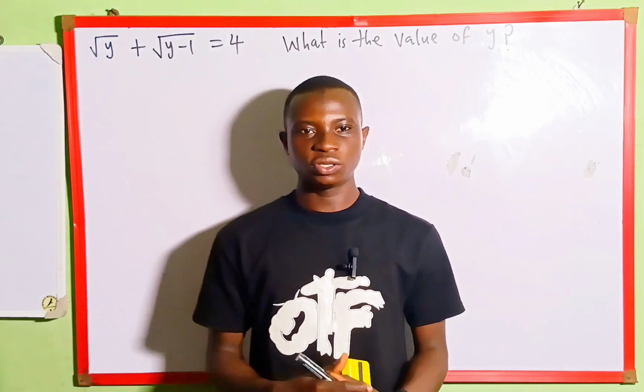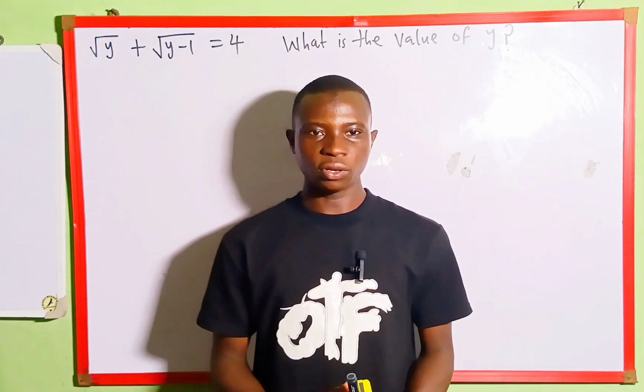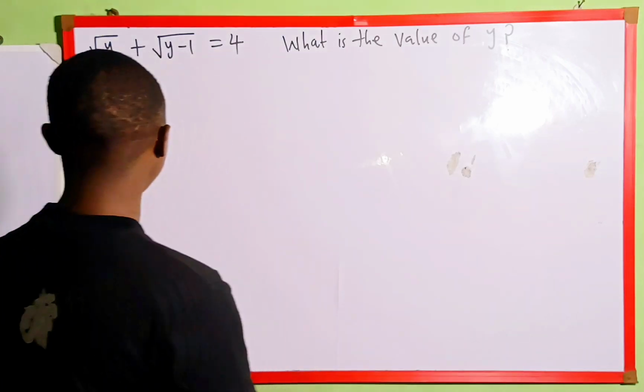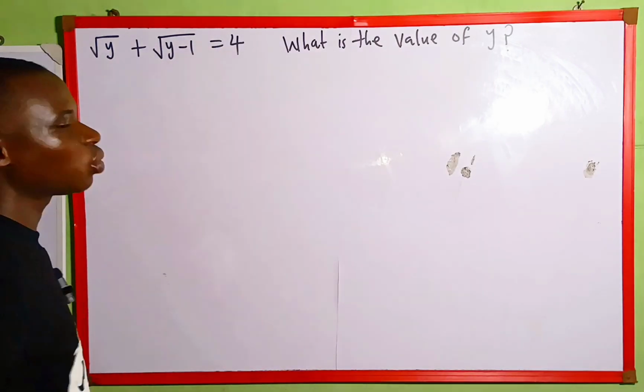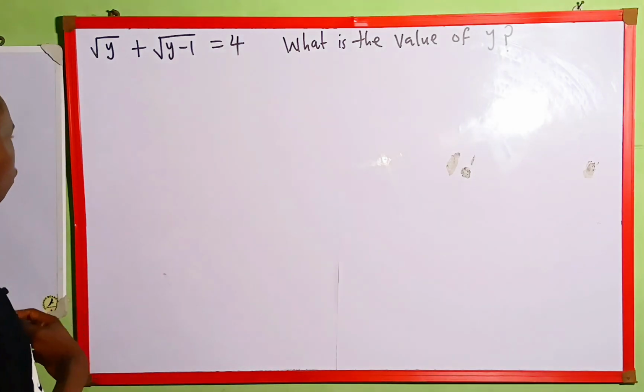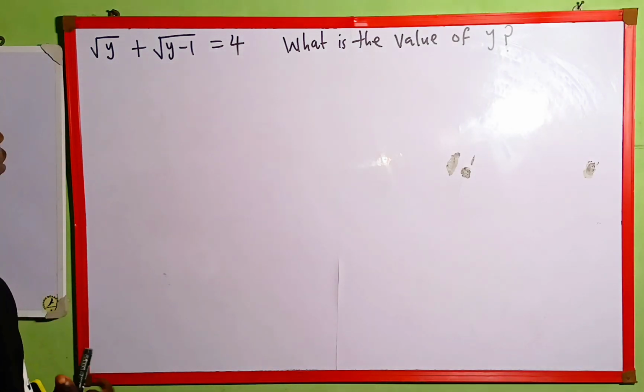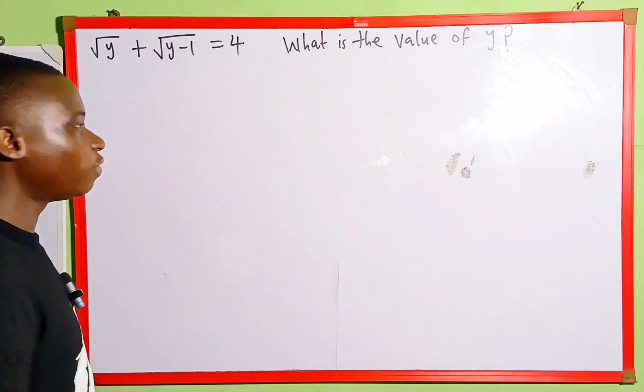We're going to learn how to solve for the value of y from this radical equation. And the given equation is what? Square root of y plus square root of y minus 1 is equal to 4. To solve for the value of y from this equation, the first thing we need to do is to square both sides of the equation.